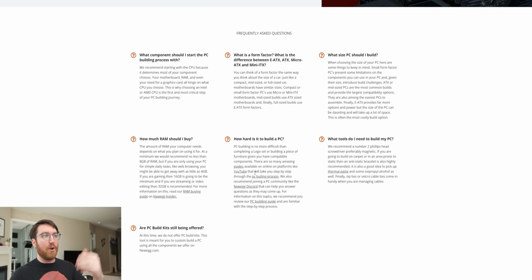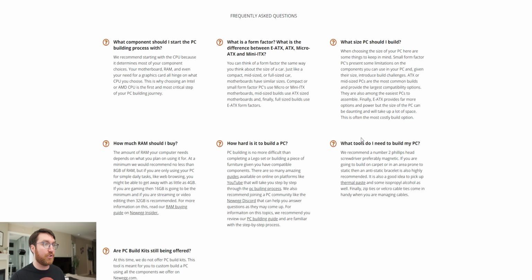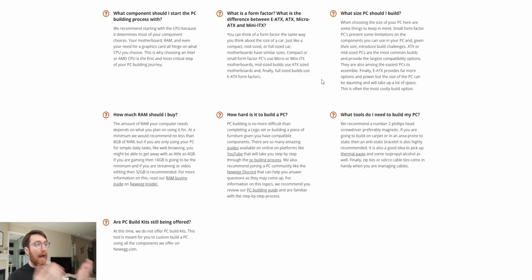Down here, they've got a frequently asked questions section, and they've got some reasonable questions with reasonable responses here. What components should I start with? Maybe the CPU, so that you know where to go from there. That's reasonable. What form factor? What size? Here it asks, how much RAM should I buy? And the answer is like it was written by a human being that kind of knows what they're talking about, which is a bit unusual for this kind of thing.